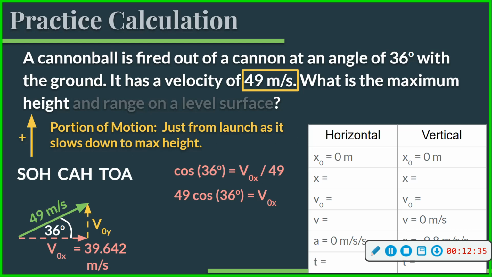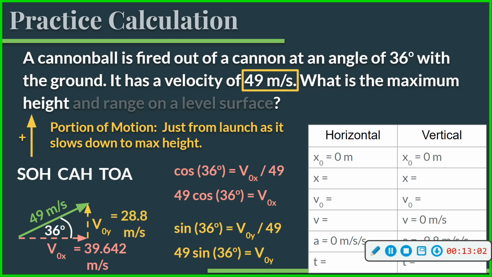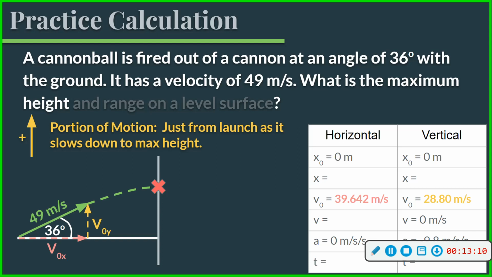Are we going to use cosine? Since we're dealing with the opposite side now, we're going to use sine instead. Right? So sine of 36 is V naught y. Notice it's not Vox and Voy, right? V naught in the x direction, V naught in the y direction. Work out the same deal. And our vertical velocity is 28.8 meters per second. Nice. So now we've got some pieces of information that are going to be able to help us. Okay, especially the V naught y.